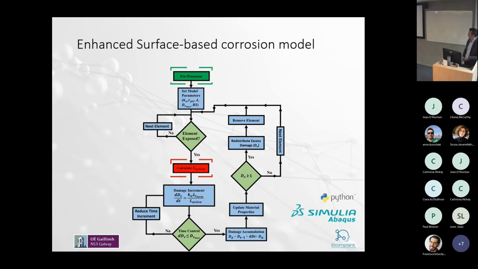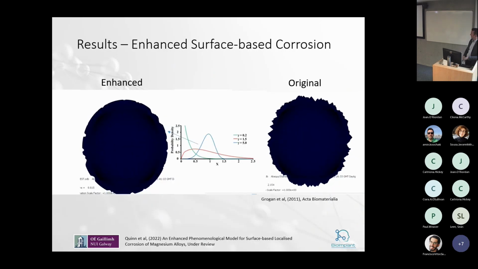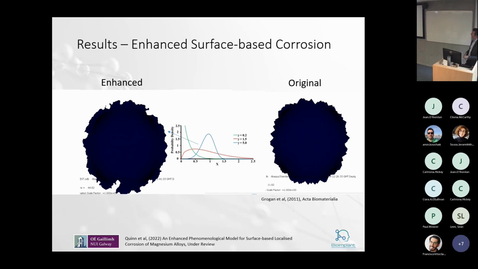Okay, so this is its implementation. It's implemented in Abaqus, but we also implemented it in Python. And it happens as a pre-processing step to any finite element analysis. So you conduct your corrosion to get a new geometry, and then you can apply whatever loads you want to that geometry. Okay, so this is our comparison then between our enhanced corrosion model and the original model.